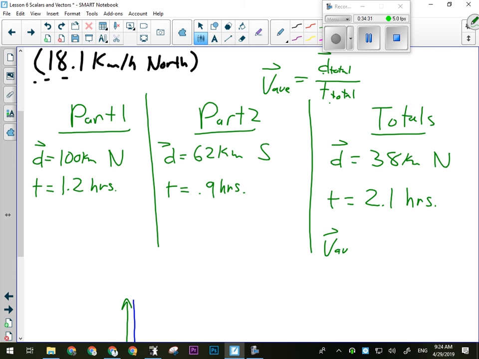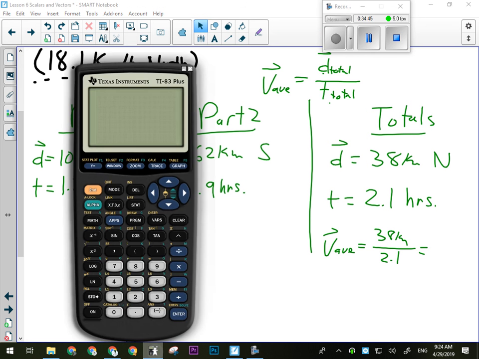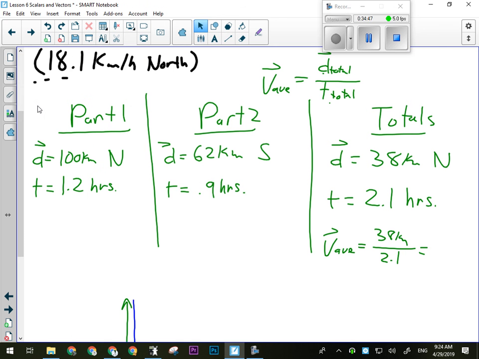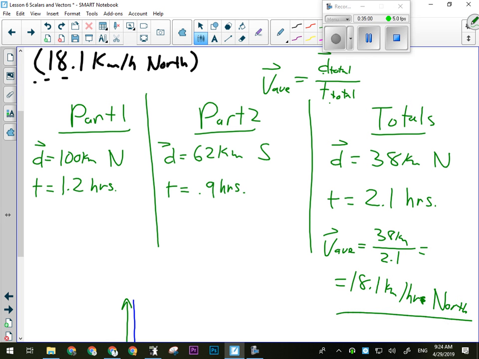Now I can find my average velocity over the whole trip. It's going to be 38 kilometers divided by 2.1 hours. Oh, sorry, I have the answer here. It's 18.1 kilometers per hour north.